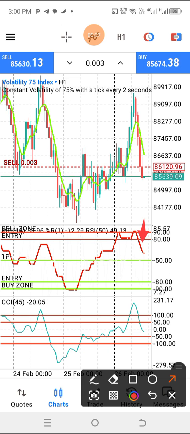That is the red line dropping below level 80. And then this blue line, which is the CCI, also closing below level 50. Because when price drops below level 50, it indicates that there's no longer pressure for what? For buy. So sellers are in charge.